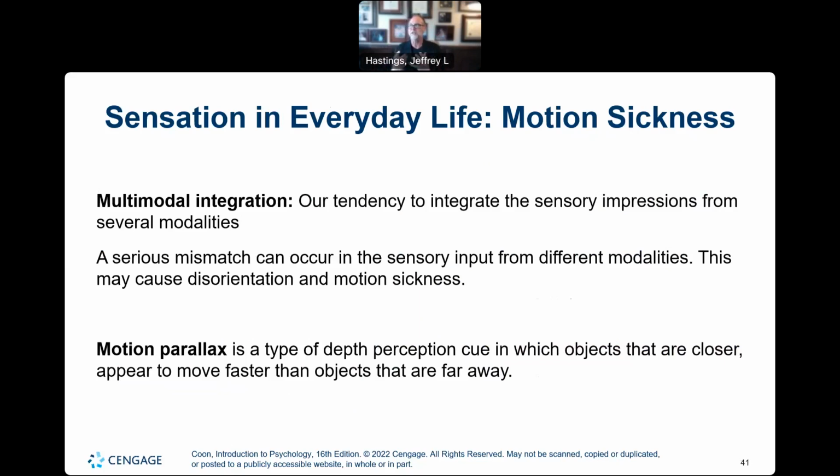If you've been on a boat and you feel like you're rocking, and then you get off the boat and you're no longer rocking, but your body still feels like you're rocking, it's because it's not matching. And that's what can create motion sickness.